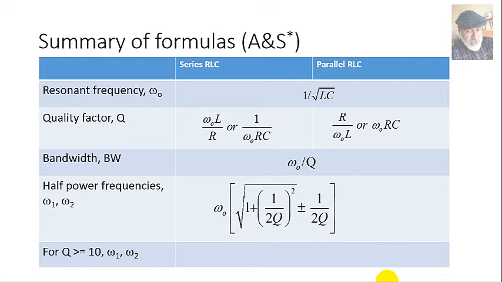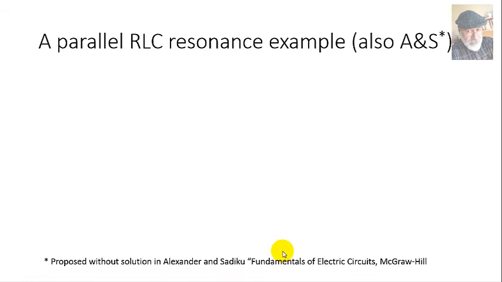The half power frequencies are given by that wonderful pair of formulas, one addition and one subtraction, to give us omega 1 and omega 2. That is proportional to the resonant frequency omega, and the factor depends on the quality factor. But for high quality filters, when Q is greater than or equal to 10, omega 1 and omega 2 can be computed in an easier manner. Omega naught, the resonant frequency, minus half the bandwidth or plus half the bandwidth.